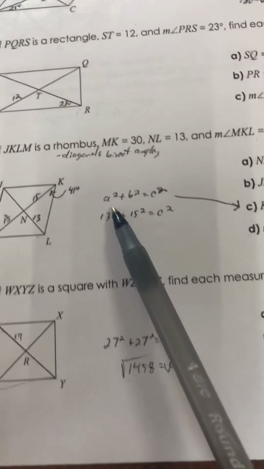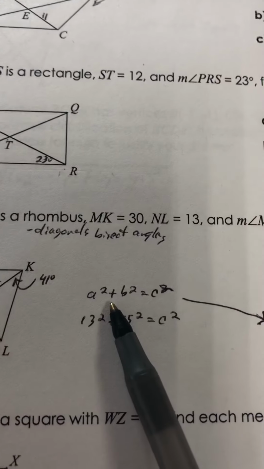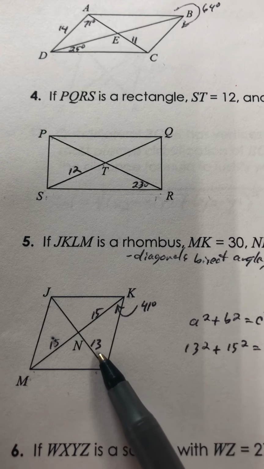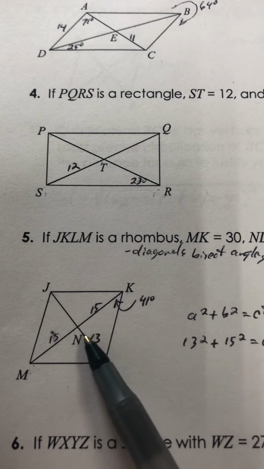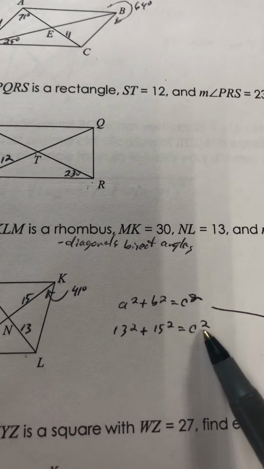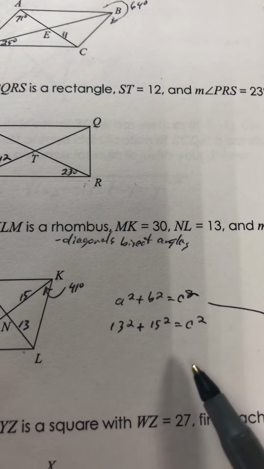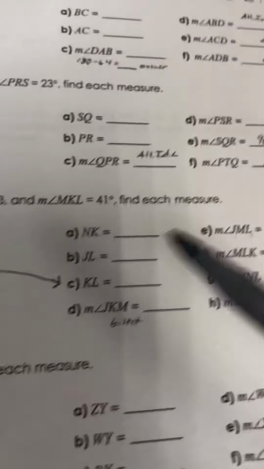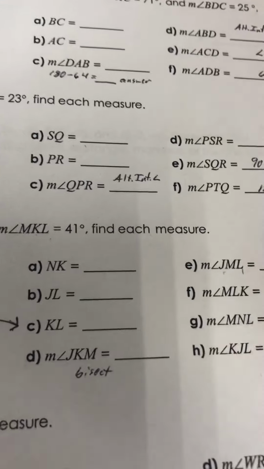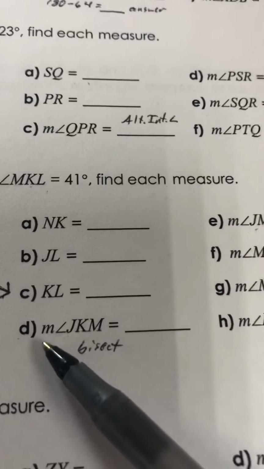KL, in order to find KL, you're going to have to do this, Pythagorean theorem, because you know this side, you know this side, you know this is a 90-degree angle, this is the hypotenuse, so 13 squared plus 15 squared equals c squared. Figure that out, take the square root, and you'll get whatever KL is. I'm not sure if that comes out even or not. I did not do it, but that's how you do it.